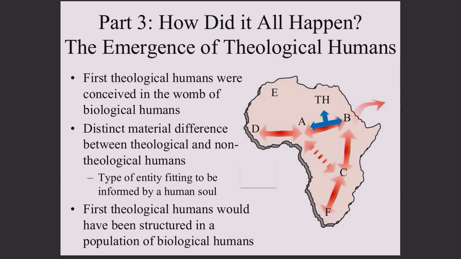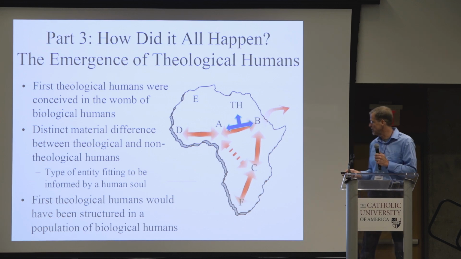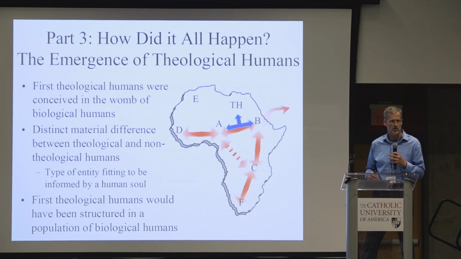So these first theological humans would be conceived in the womb of these biological humans. These biological humans come together and interbreed, and the offspring, from the very first moment of conception, are the type of thing fitting to be ensouled by a rational human soul. So you don't have to get one mutation and then the next; it's a more rapid thing, a sort of hybridization event, which we've been able to document in the record as hominids, or humans, move throughout the planet. And so these first theological humans, as Dr. Kemp talked about, would be structured within a biological population. As these two populations come together, some of them, because of their genetic makeup, would be theological humans and others would be biological humans. So they're structured within that population.